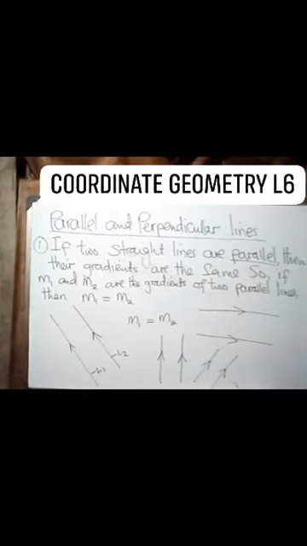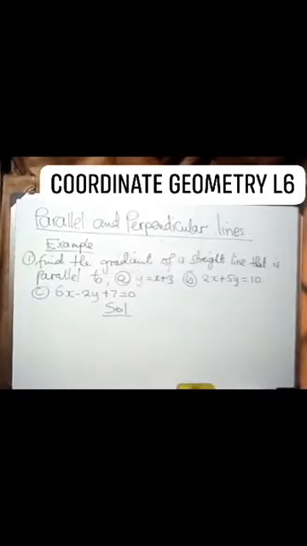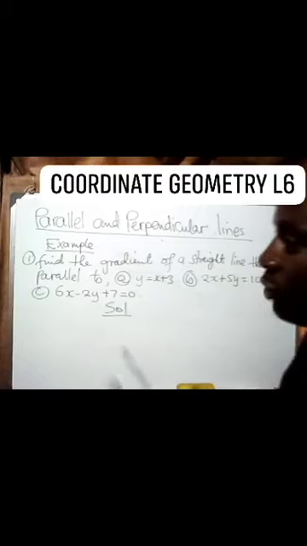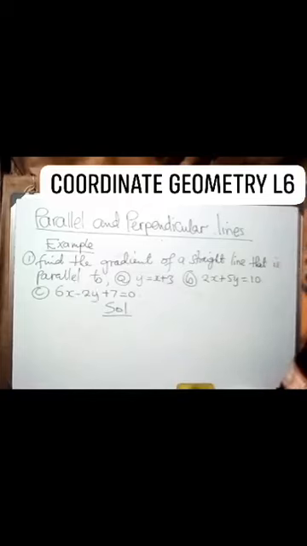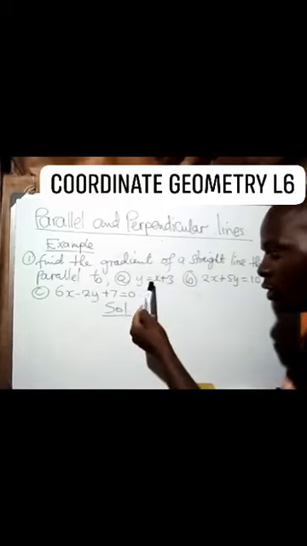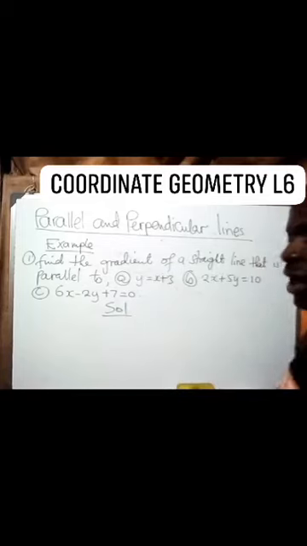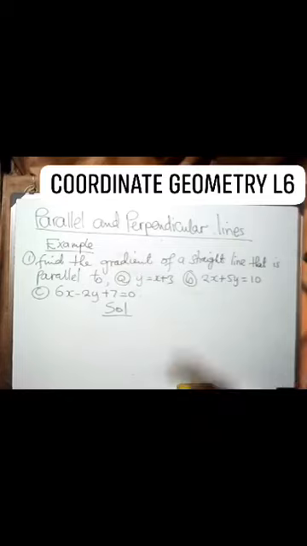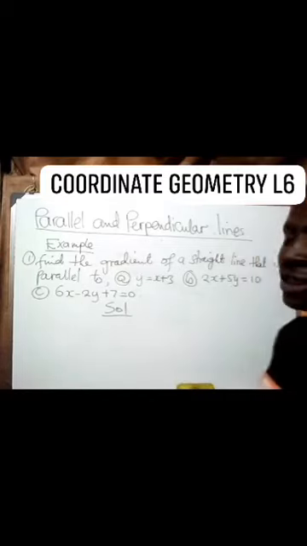So let us now go to examples under the parallel lines. After that, we go to the perpendicular lines. We have a question which says, find the gradient of a straight line that is parallel to these equations. We have A, we have B, and we have C.